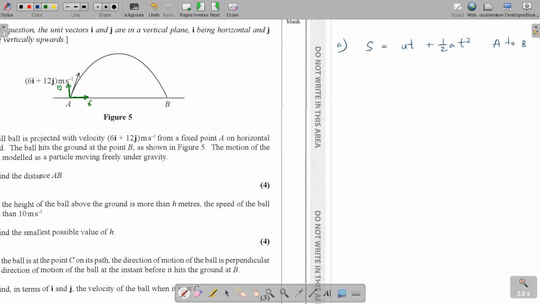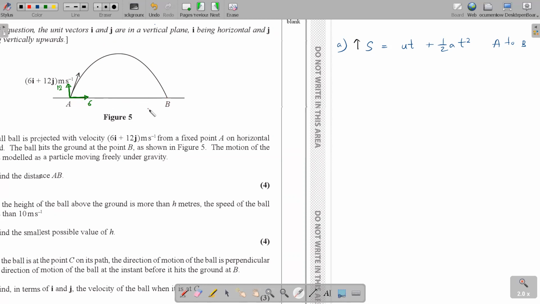Now you guys can see that there are two directions here. You have the x direction, the horizontal direction, and you have the vertical direction, right? So what you can do here is apply s equals ut plus half at squared. First you could apply it vertically upwards. The reason being, when you go from A to B vertically, the vertical displacement will be 0, isn't it? Because you start at one level, go up, and come down to the same level. The vertical displacement from A to B is 0.